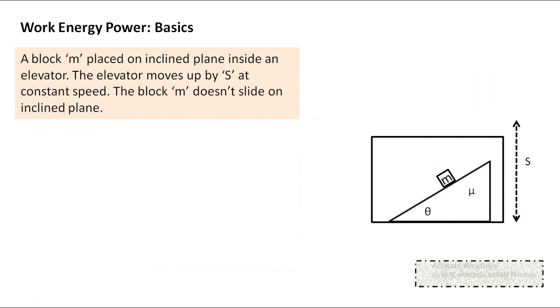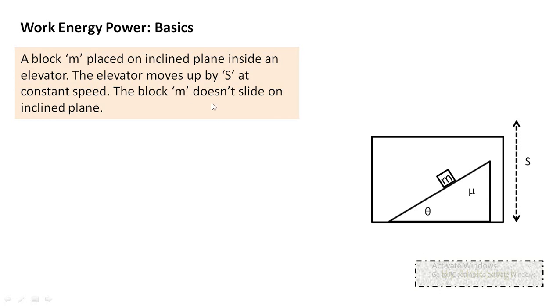So in this case, block M is placed on an inclined plane inside an elevator. This is the elevator, this is the inclined plane, and the block is placed here on the inclined plane. The elevator moves up by S. It has a vertical displacement of S in the upward direction at constant speed. And block M does not slide on the inclined plane.